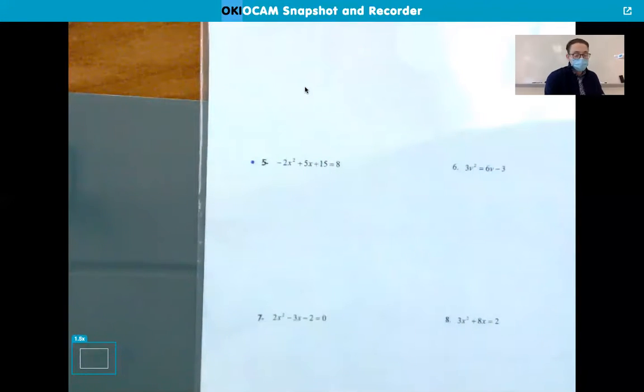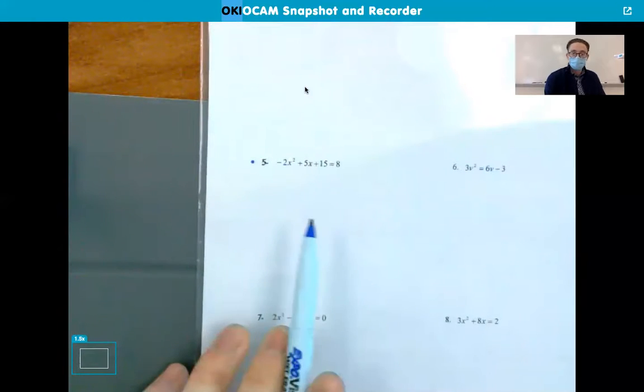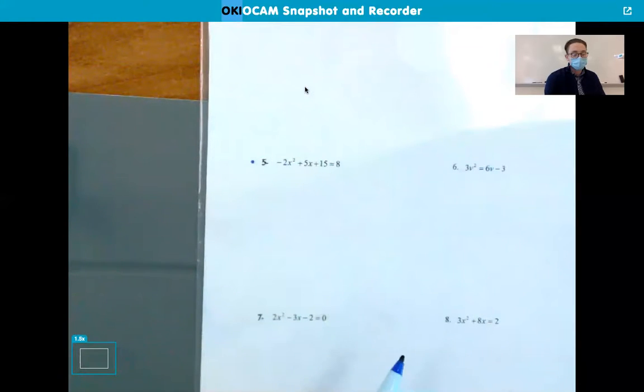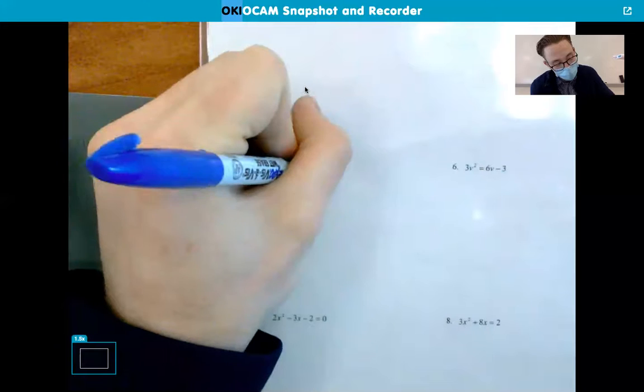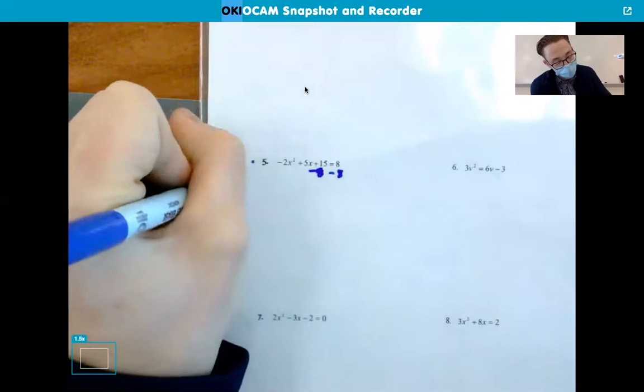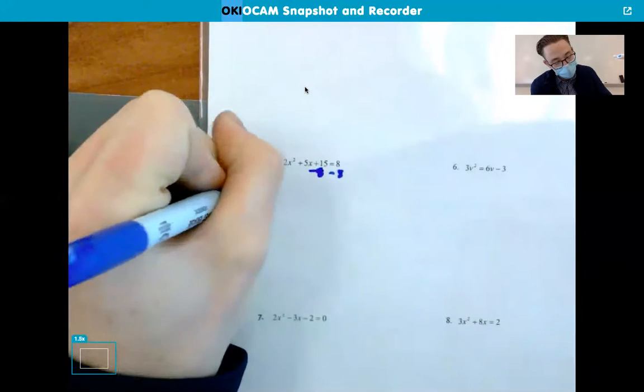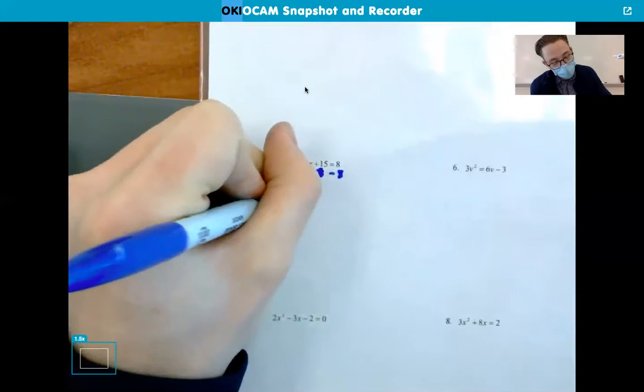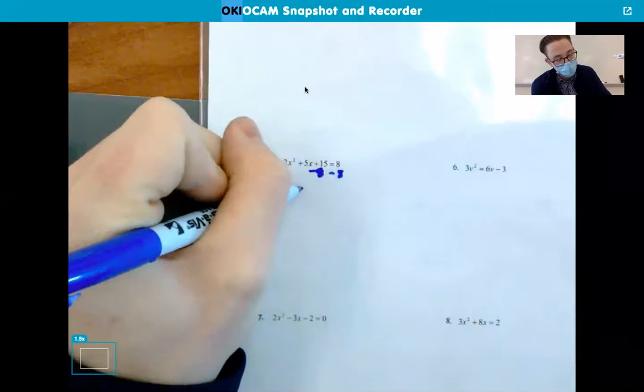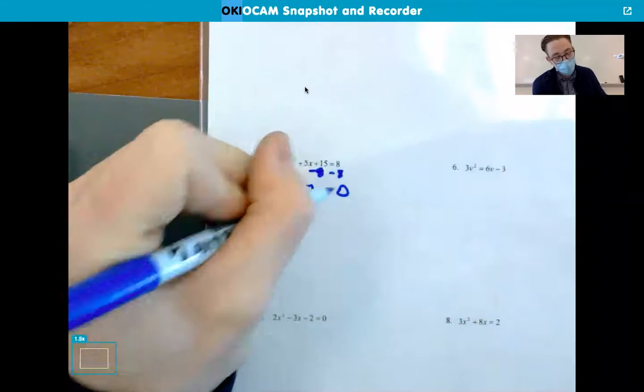We have negative 2x squared plus 5x plus 15 equals 8. The first thing that I need to do here is subtract the 8 from both sides. Good. Need to set it equal to 0. So I have negative 2x squared plus 5x plus, 15 minus 8 will give me positive 7. That all equals 0.